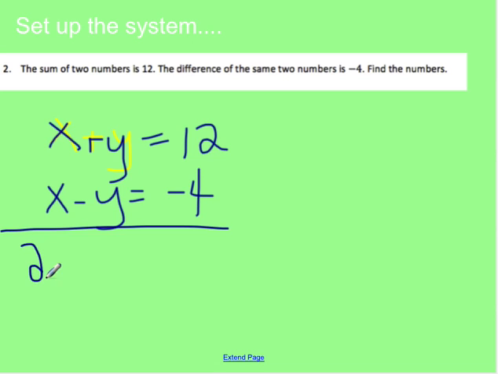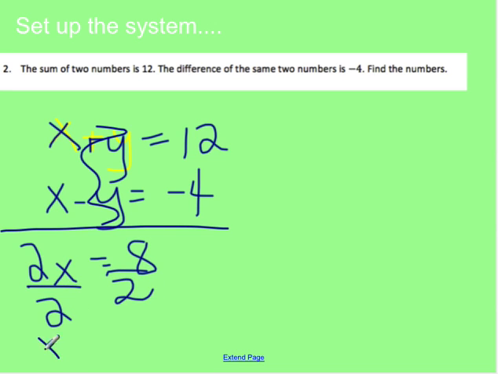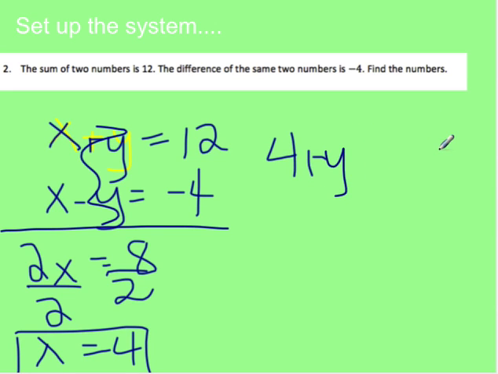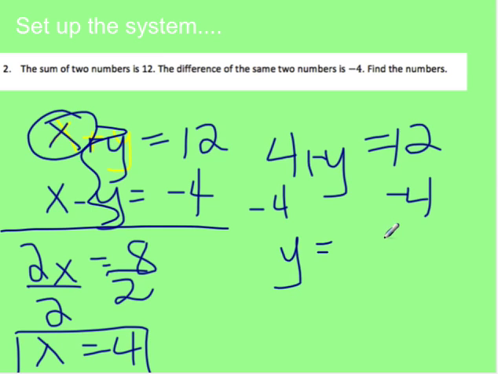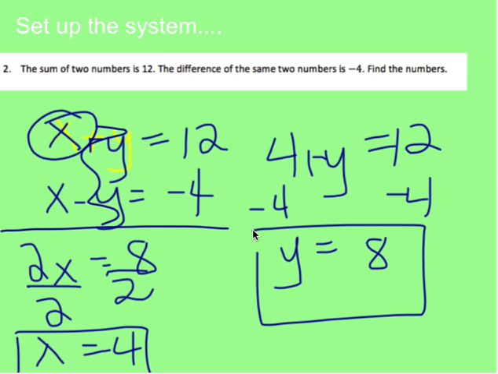X plus x is going to give me 2x. Y minus y is going to cancel out. 12 minus 4 is going to give me 8. Divide both sides by 2, and I get that x is equal to 4. So one of the 2 numbers is 4. Now I'm going to plug it back in for x. So I have 4 plus y is equal to 12. I'm going to subtract 4 from both sides, and I get that y is equal to 8 when we take 12 and subtract off 4. So those are both your answers for number 2.